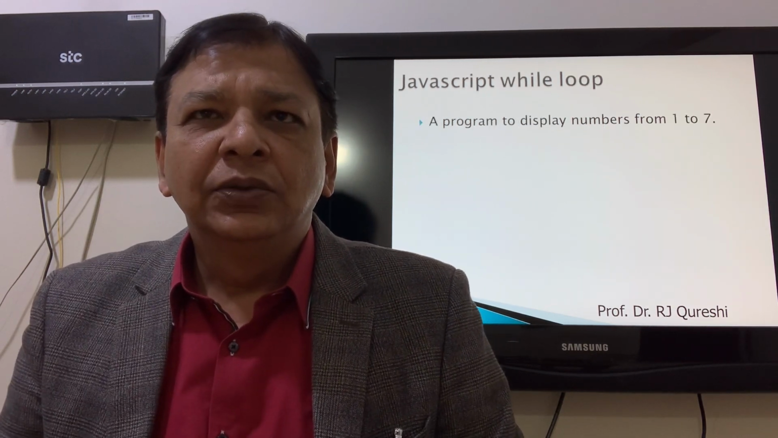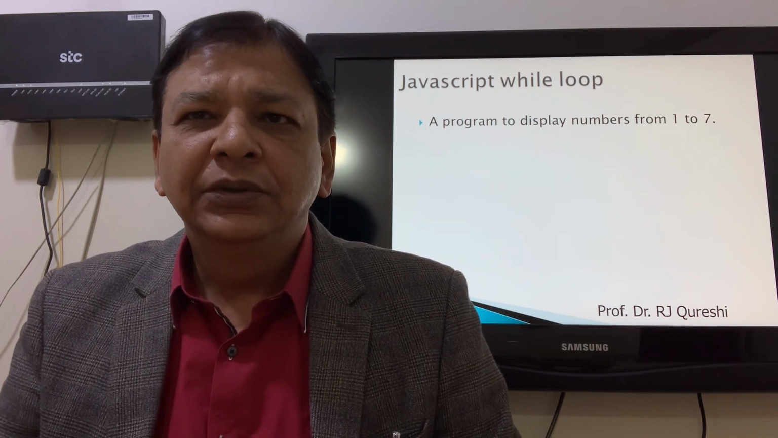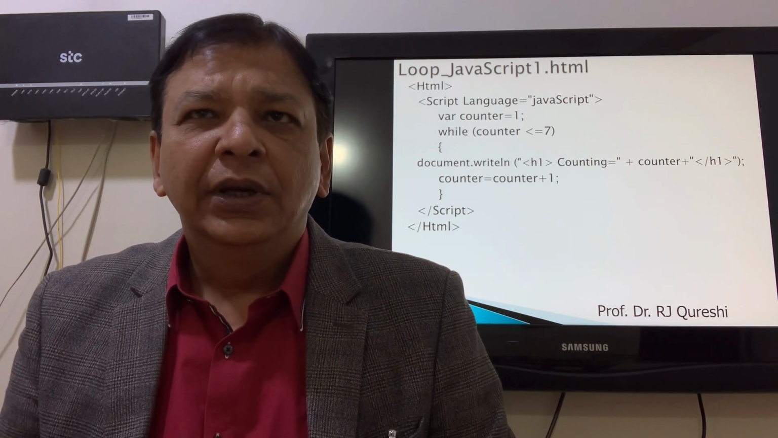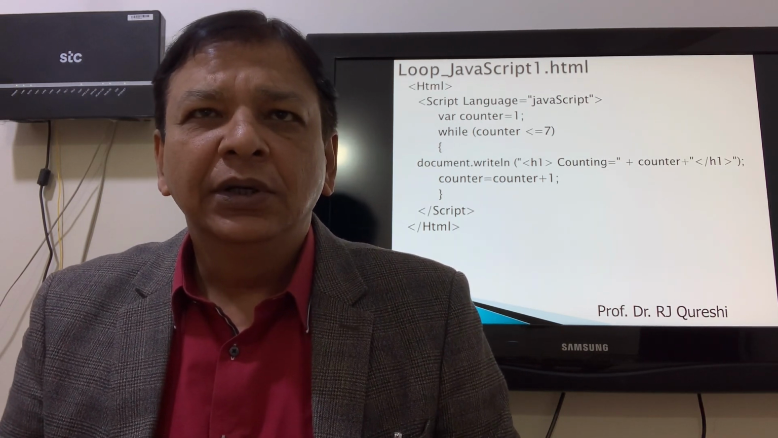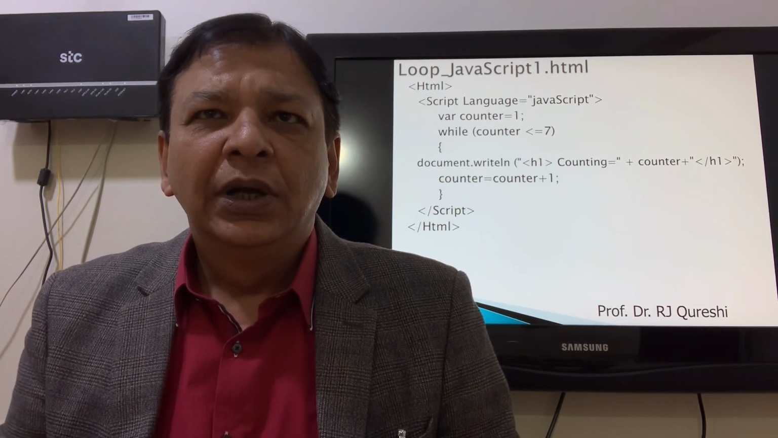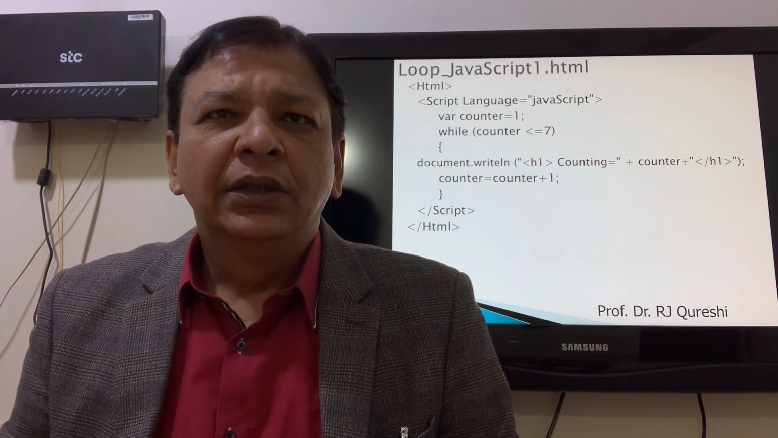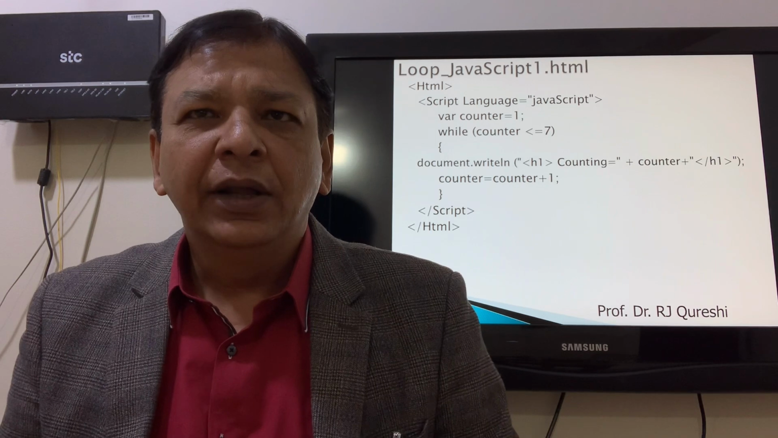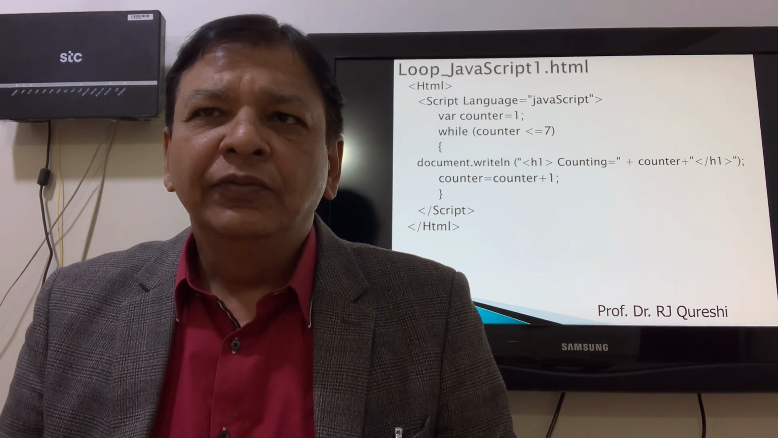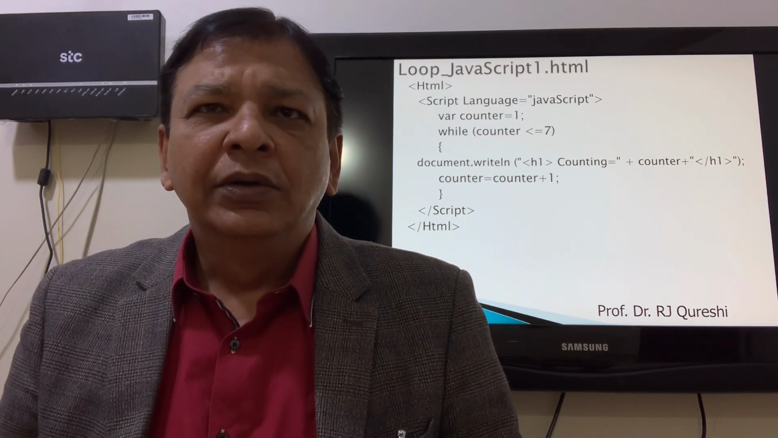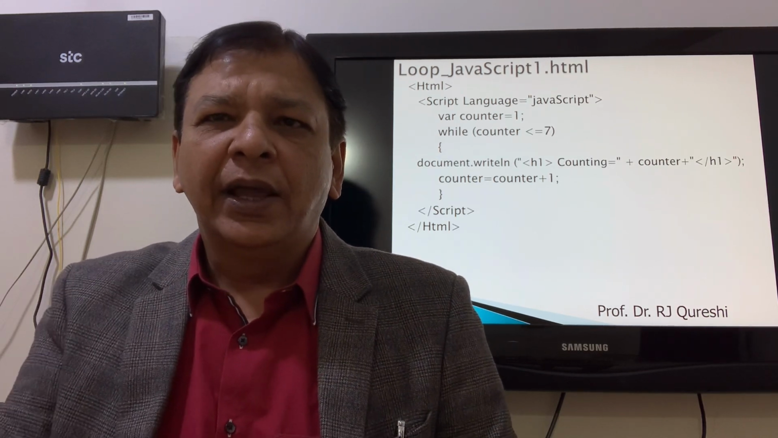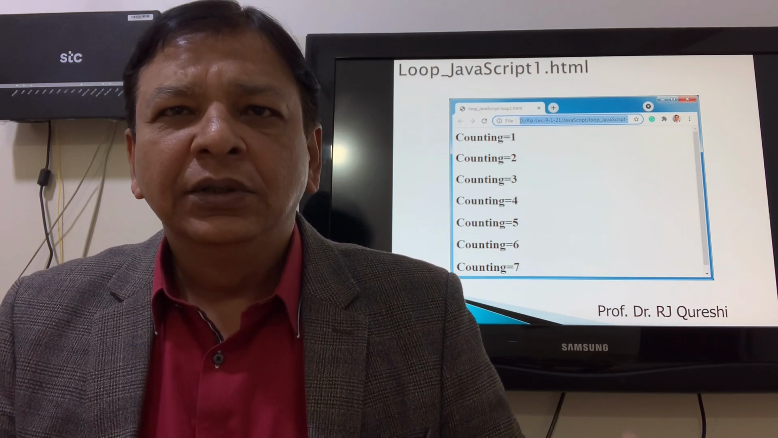The first exercise is to develop a program to display numbers from 1 to 7. Loop. JavaScript.html: script language is equal to JavaScript, variable counter is equal to 1, var is the keyword to declare variables. While loop, counter less than equals 7, the curly bracket, document dot writeline, h1 the header, counting and the string, the counter concatenation variable and the string, and counter is equal to counter plus 1. Close the curly bracket, close the script, close the HTML tag. Counting is equal to 1, counting is equal to 2, counting is equal to 3 up to 7.